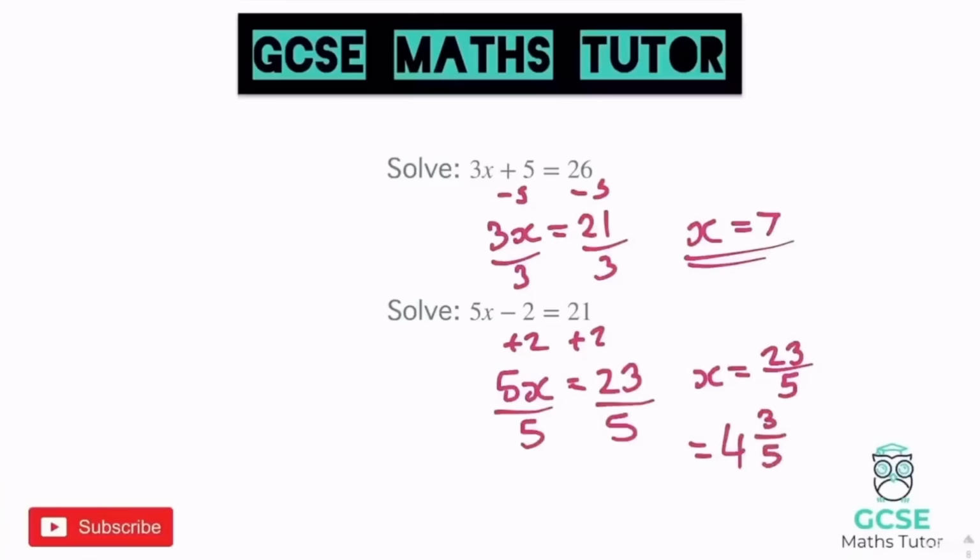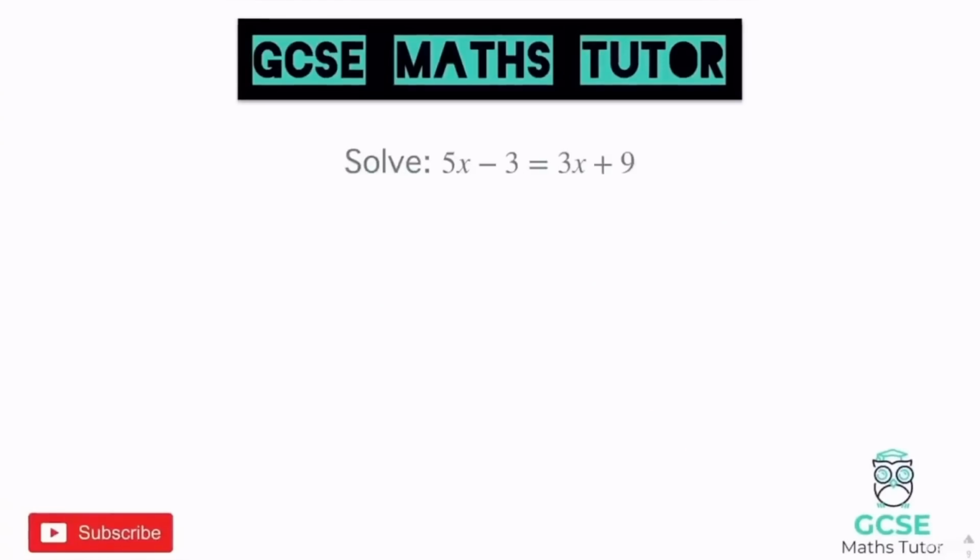Or I could even write it as a decimal. I could type that into my calculator and turn it into a decimal, but it's fine to leave it as a fraction. 4 3/5 is my answer. So here's one where we've got x on both sides of the equation. In order to make this look like one of the equations from before, we want to get rid of x from one of the sides. Now it doesn't matter which one we choose, I always choose to go for the smallest x.